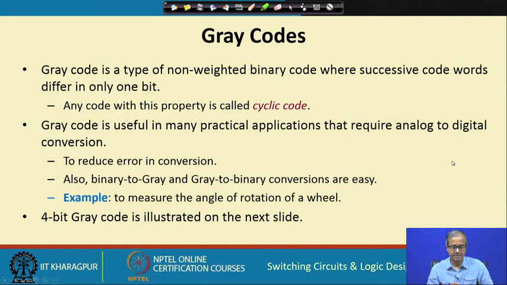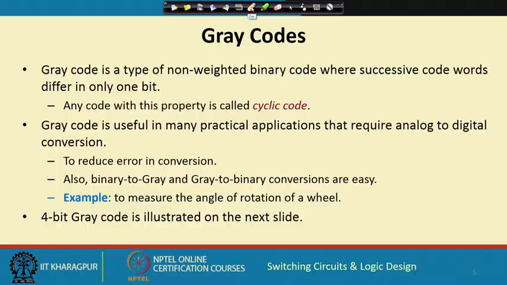Next, let us talk about another kind of code using which you can represent decimal digits, not only decimal digits, any binary number, any multi-bit number you can represent in gray code. Now, let us try to see why we need gray code first and what is the basic reason that we are moving to a new code. Okay?